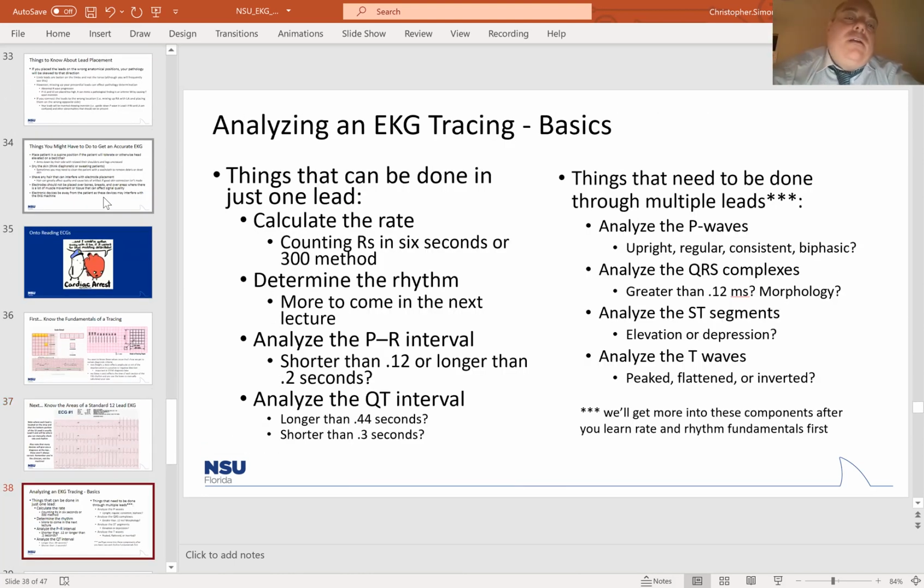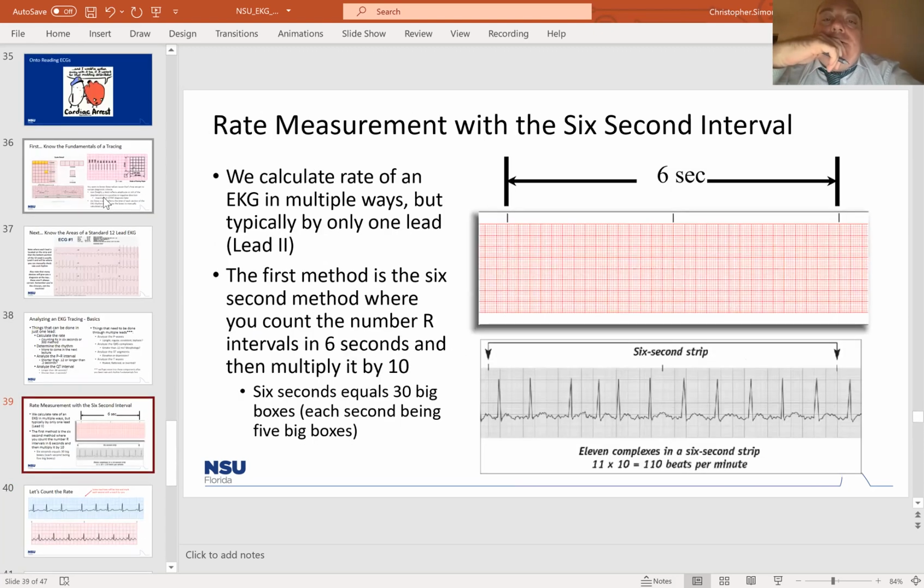So let's talk about calculating rates now. All right. So let me find it here. You have a couple different methods here. You've got something called the 300 method. You have a 6-second strip method. Okay. You have a 1500 method. You got different options here.